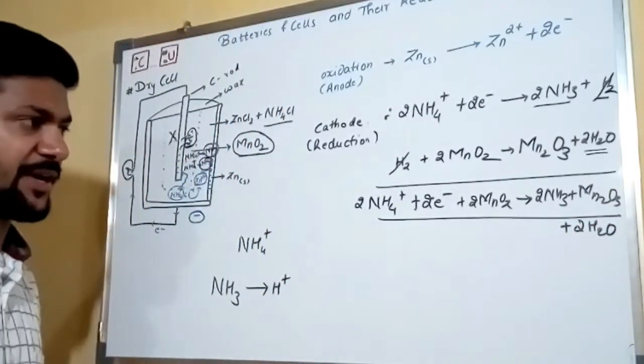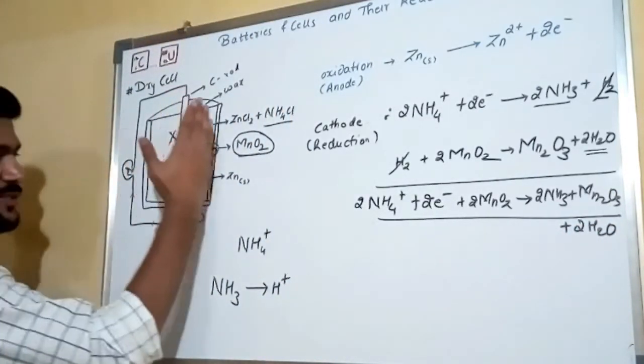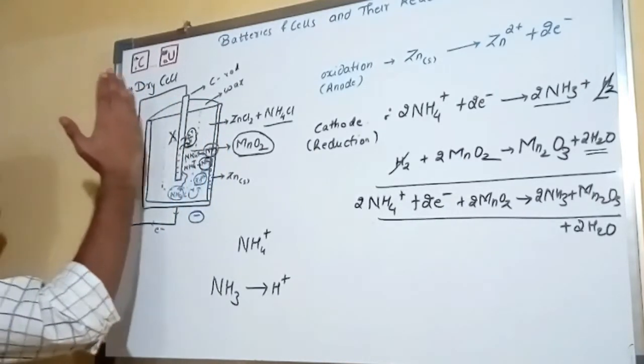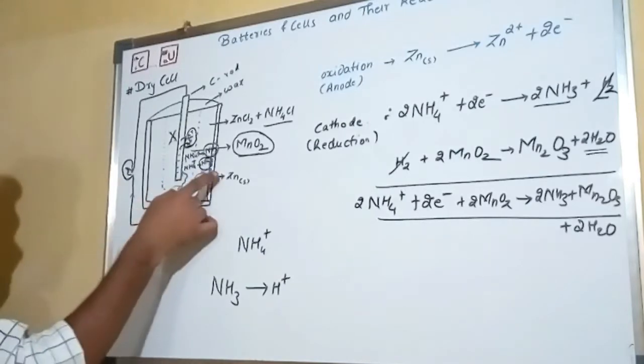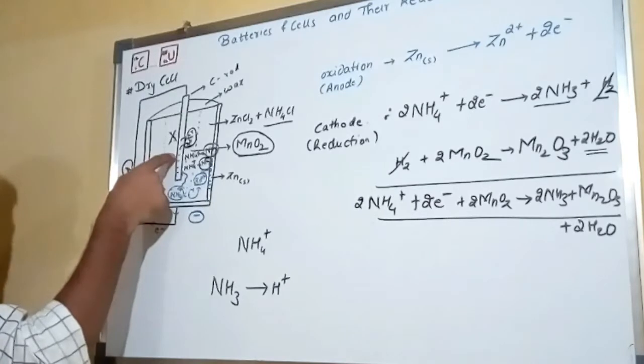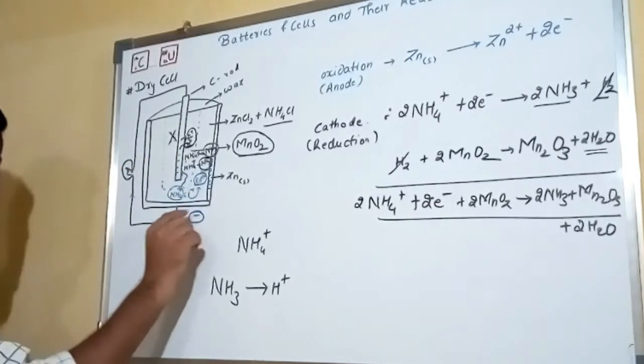So I'm repeating it again. What exactly is happening is you have got a zinc container, you have got ammonium chloride paste, you have got MnO2, and then at the end you have got a carbon electrode. Zinc will be coming out in the solution, leaving behind 2 electrons. These 2 electrons will be traveling, they will be coming over here, hence you will be getting a negative electrode over here.